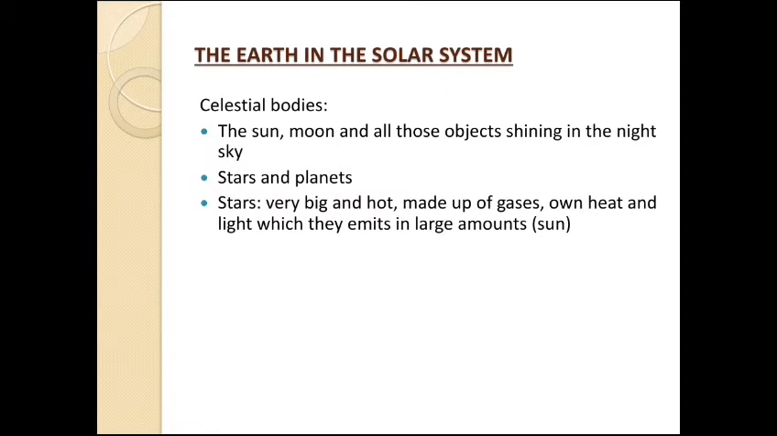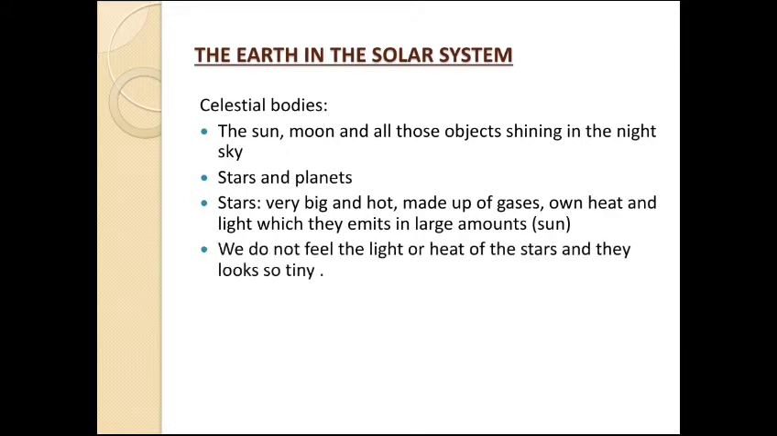Stars are very big and hot and they are made up of gases. Since they are made up of gases, they are very hot and have their own heat and light which they emit in large amounts. The best example of a star is the Sun, and the Sun is the universal source of light. But we do not feel the exact light or heat of the other stars. Why? Because they are very far away from us, and due to this they look so tiny.